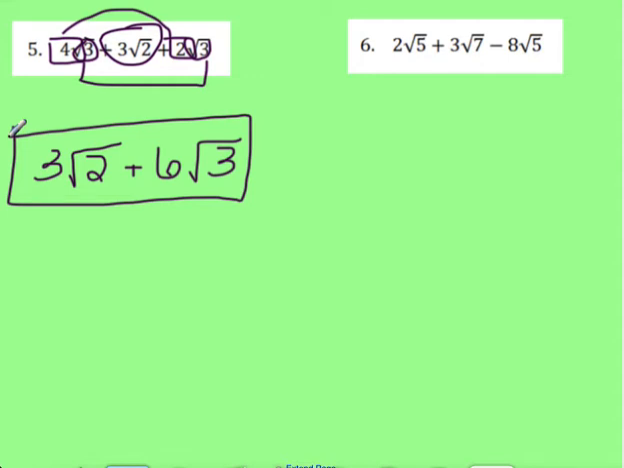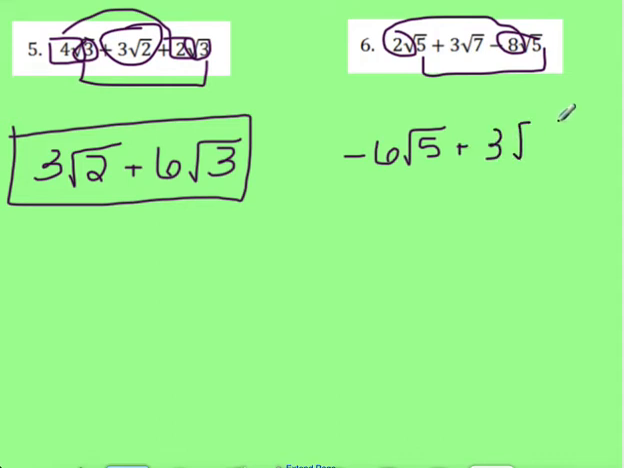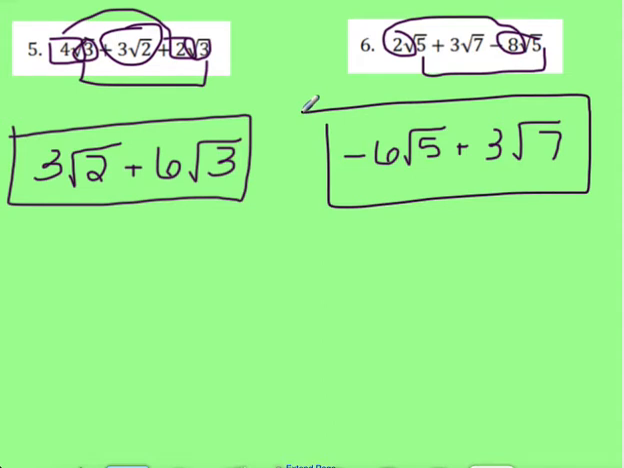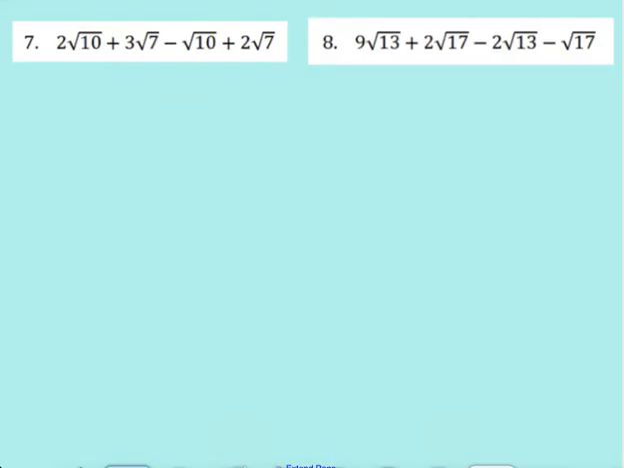So then, taking a look at this one, my smaller radical is 5, and I see that both of these have radical 5. So I can go ahead and do 2 minus 8. So 2 minus 8 is negative 6 square root of 5, and then we're going to add 3 square root of 7. Now we can't add those two together because they have different radicals. Let's take a look at these last two.